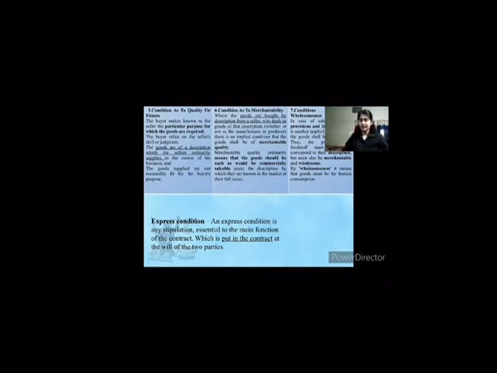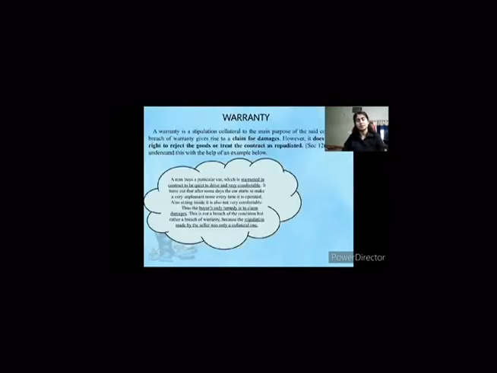वारंटी, जैसा कि हमने पहले पढ़ा था, वारंटी ऐसी शर्तें होती हैं जो मेन पर्पस के साथ एडिशनल होती हैं, कोलैटरल होती हैं मेन पर्पस को. और जब इन शर्तों को तोड़ा जाता है, जब इनका ब्रीच होता है तो जो बायर है वो सिर्फ और सिर्फ डैमेजेस के लिए क्लेम कर सकता है.